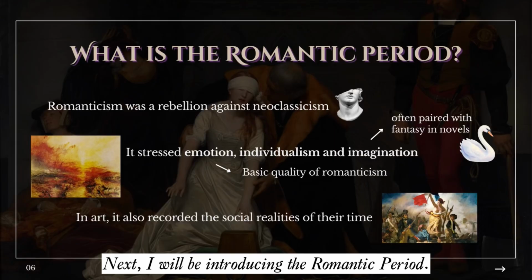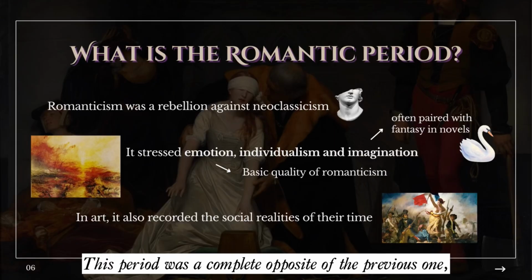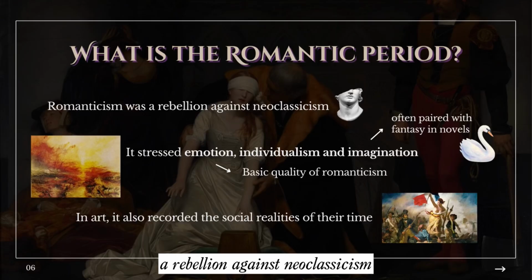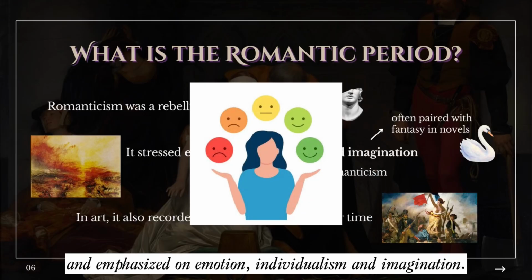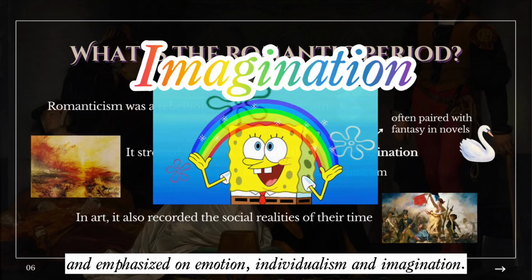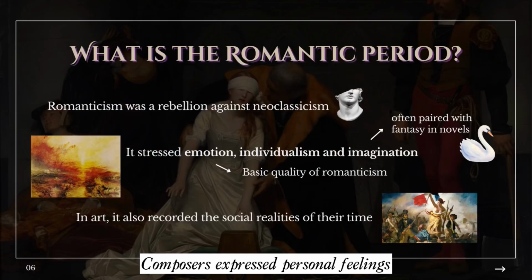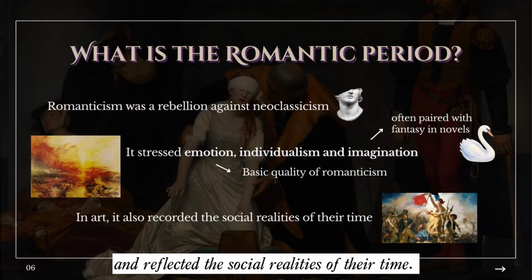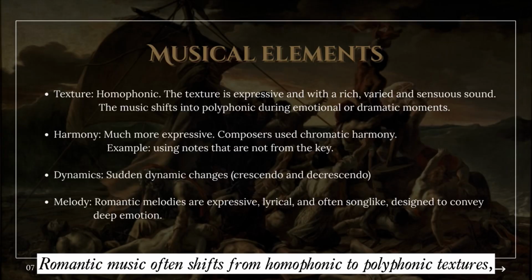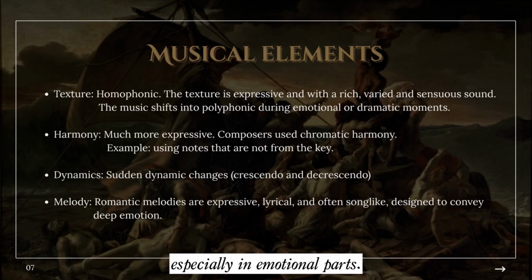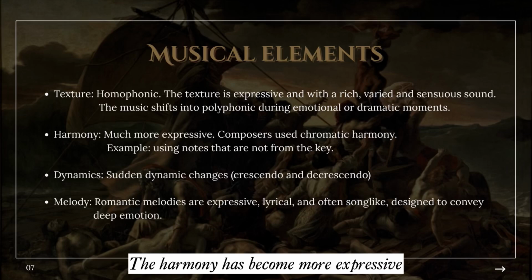Next, I will be introducing the Romantic period. This period was a complete opposite of the previous one, a rebellion against neoclassicism that emphasized emotion, individualism, and imagination. Composers expressed personal feelings and reflected the social realities of their time. Romantic music often shifts from homophonic to polyphonic textures, especially in emotional parts. The harmony became more expressive and chromatic, adding colors and tension.